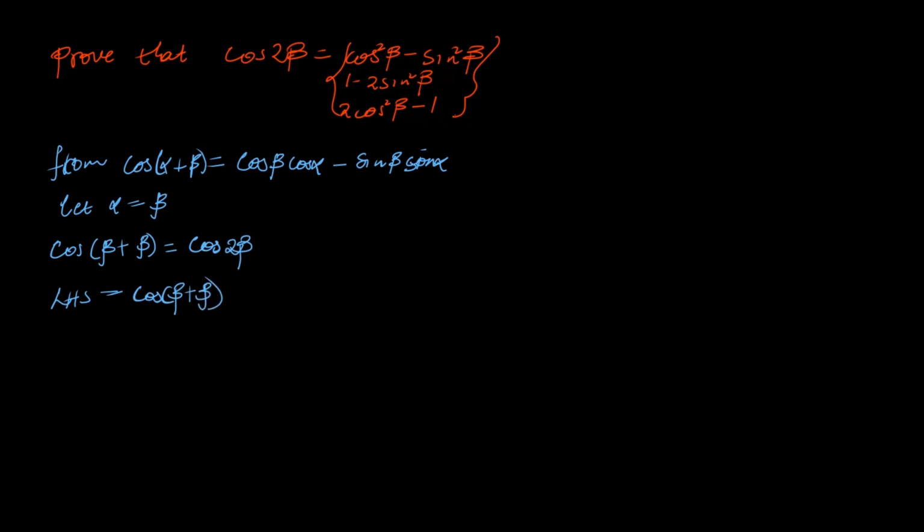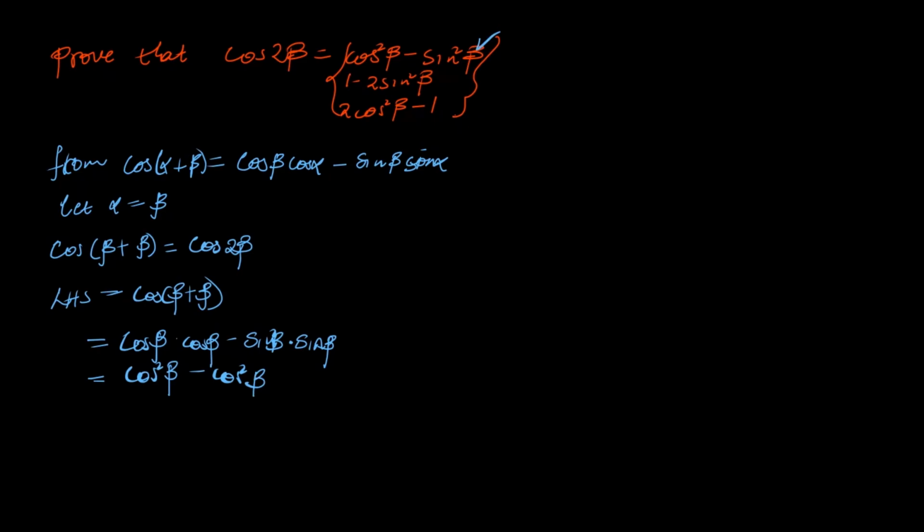So we are going to expand this. When you expand, this will be cos beta multiplied by cos beta minus sine beta multiplied by sine beta. When you simplify, this will just be cos squared beta minus sine squared beta. We have proved the first one.